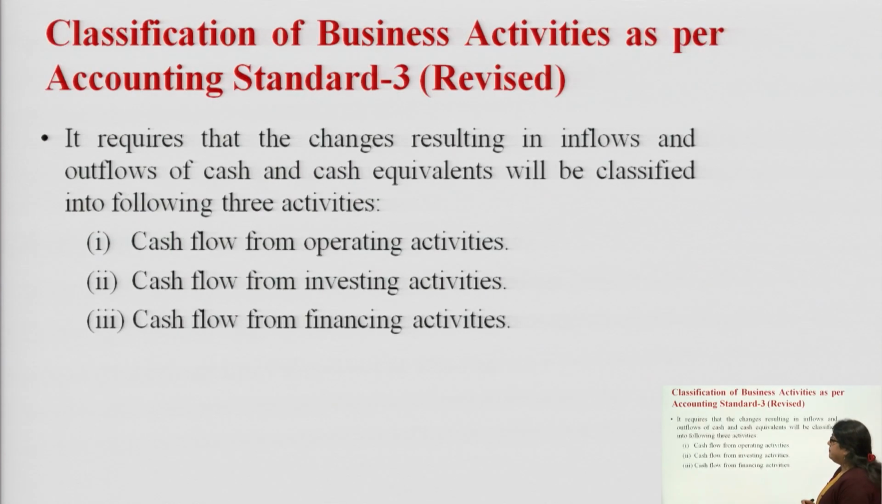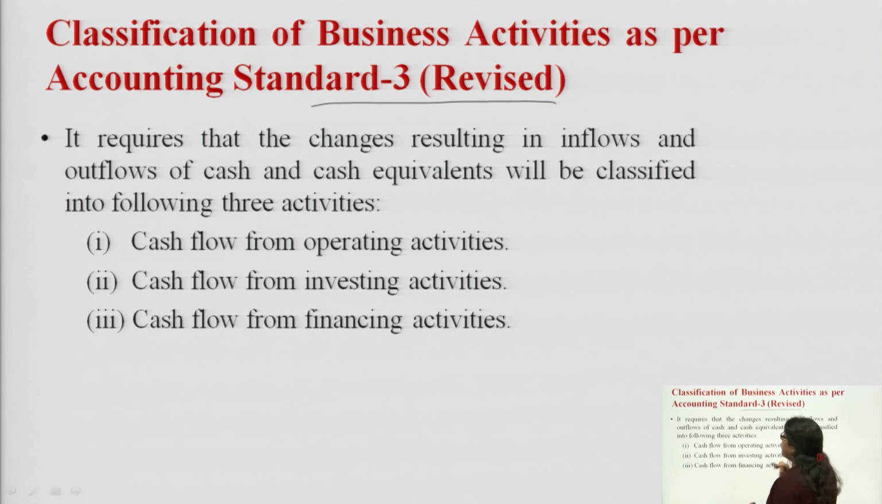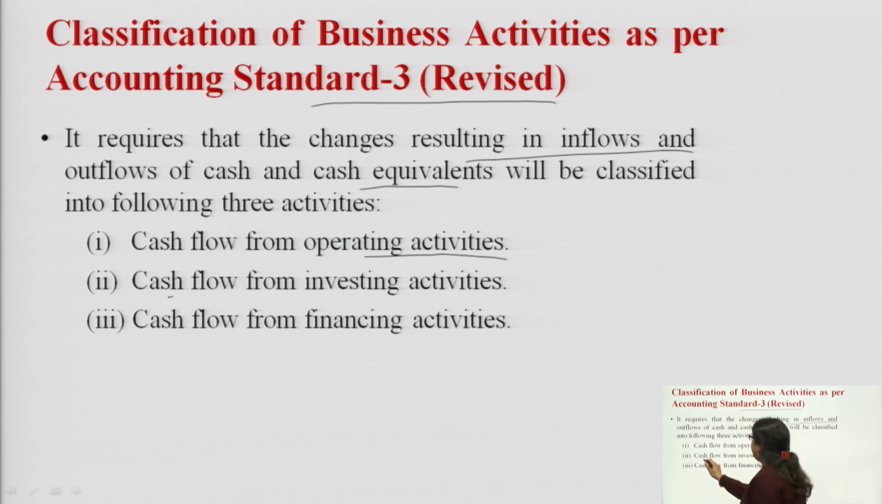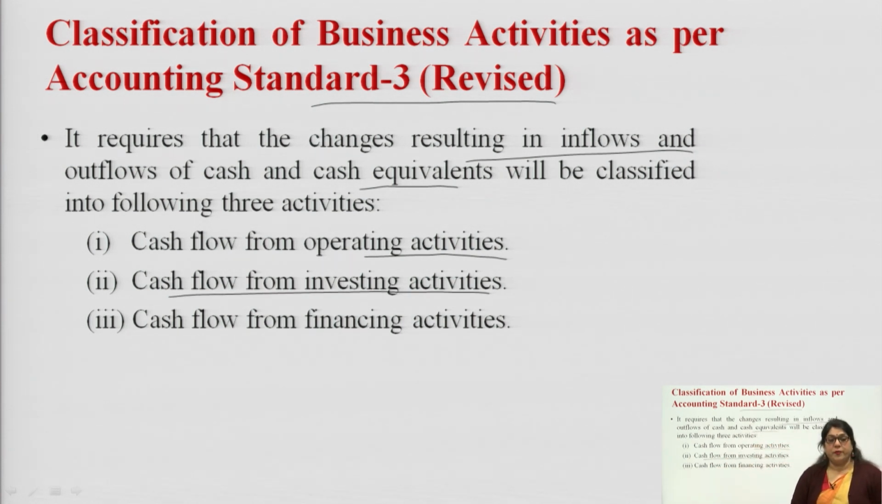These were the limitations. Now, we will talk about the classification of business activities as per the Accounting Standard 3, that is revised. It requires that the changes resulting in the inflows and outflows of cash and cash equivalents be classified into the 3 activities. The very first one is cash flow from operating activities, then cash flow from the investing activity. I just told you the operating activities, the cash coming from day to day transactions, what cash is coming to the business.